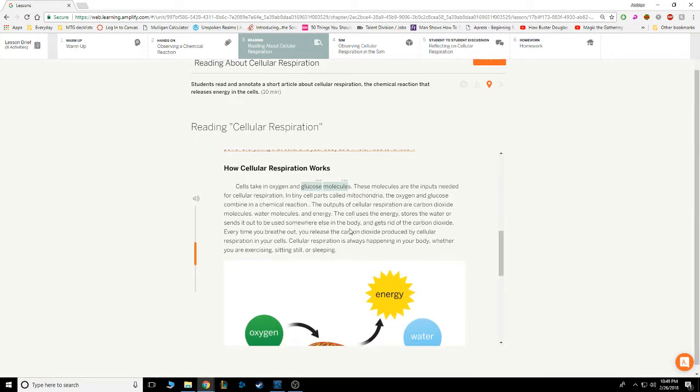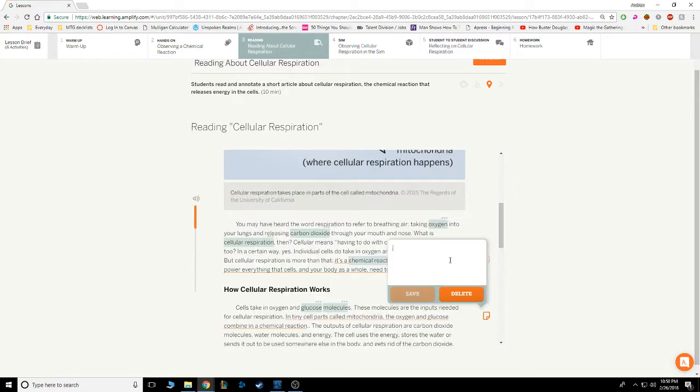I'd keep going till I found other information. In particular, I found this part. In tiny cell parts called mitochondria, the oxygen and glucose combine in a chemical reaction. I would highlight this, add a note, and I would write something about it. In particular, I'm going to write, I learned about that. I know this happens in the mitochondria, because that's the powerhouse of the cell.